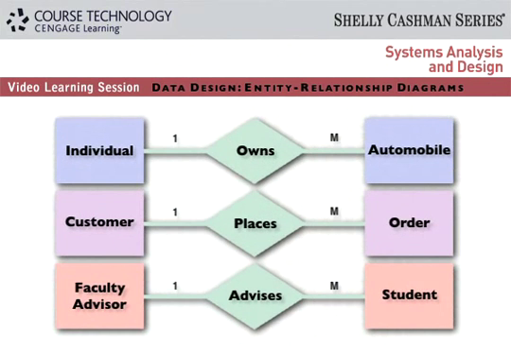In a 1-to-many relationship, one individual can own many automobiles. One customer can place many orders, and one faculty advisor can advise many students.